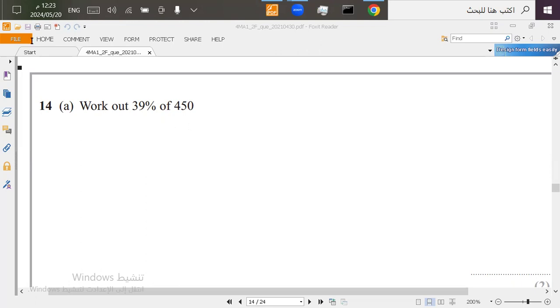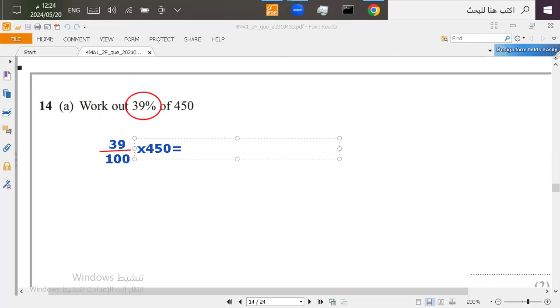Now, to find this number, first we have to understand what's the meaning of 39%. 39% means in fraction 39 over 100, like this. So 39 divide 100. This is the meaning of 39%. And then after you do this fraction, you multiply it by the total number, which is 450. So you take the fraction, multiply it by 450, and you will get the answer for the question.